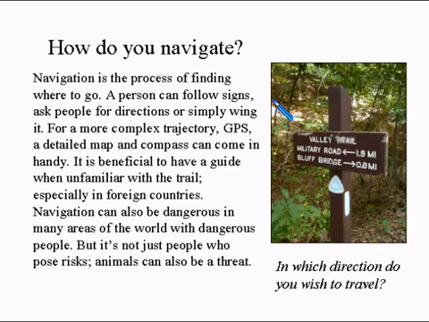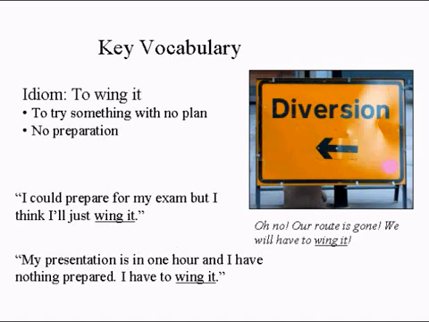This is a picture of a trailhead sign, and the caption is, "In which direction do you wish to travel?" You can go Military Road to the left, 1.9 miles, or Bluff Bridge to the right at 0.6 miles. Let's go to the next slide.